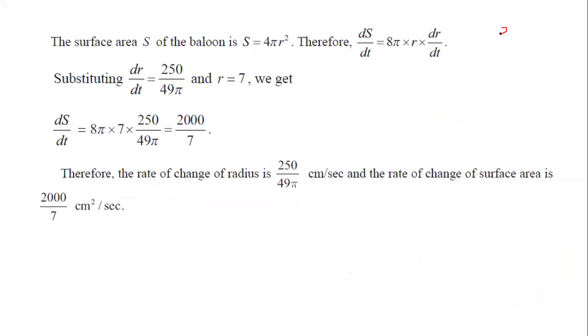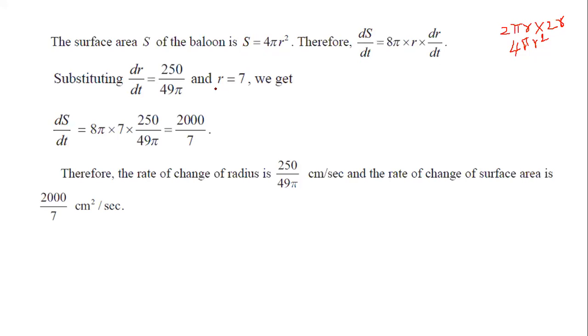because 2 pi r is the circumference of the circle. Then multiply with 2r, and we'll get 4 pi r square. Easily you can remember that 4 pi r square is the surface area of a sphere. So if you differentiate on both sides with respect to t, we will get dS by dt equal to 8 pi dr by dt.